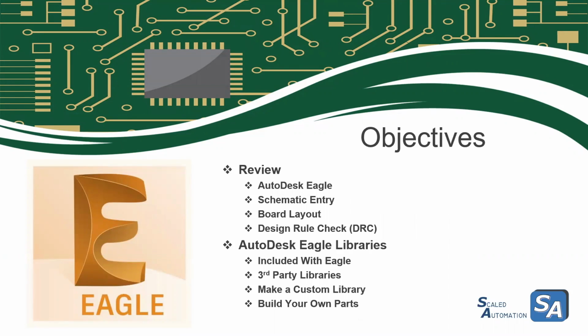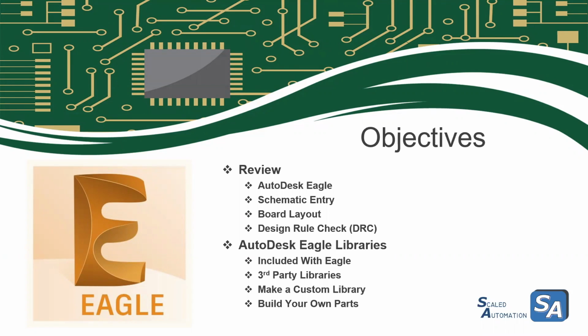So our objectives for today is we're going to review a little bit about Autodesk Eagle. The best review is to look at part number 1, where we covered a lot of this, so we'll go through it pretty quickly just as a reminder. And so we're going to look at schematic entry, board layout, and then how to do a design rule check. We will then focus on the main portion today, and that is Autodesk Eagle libraries.